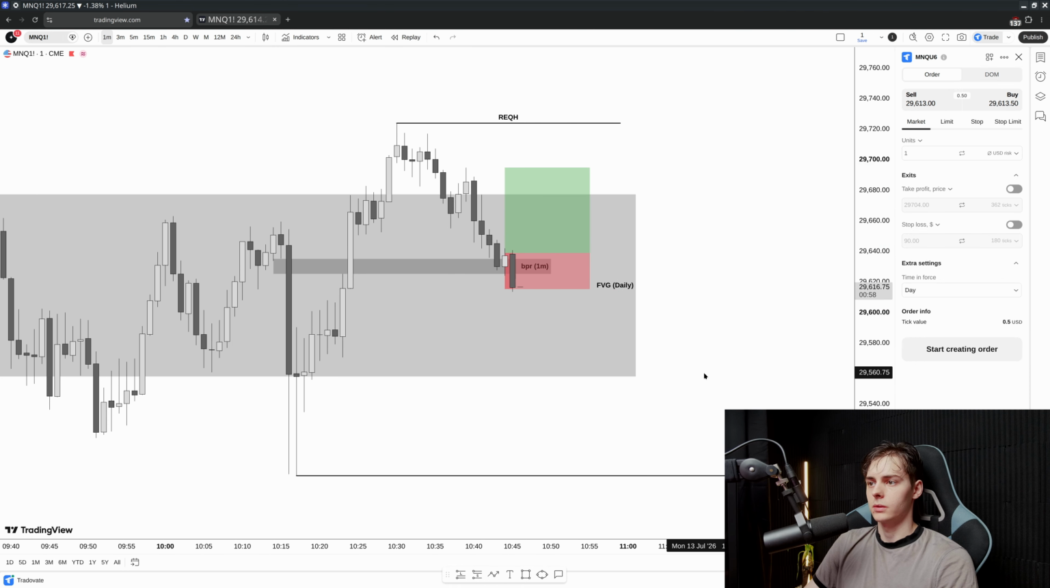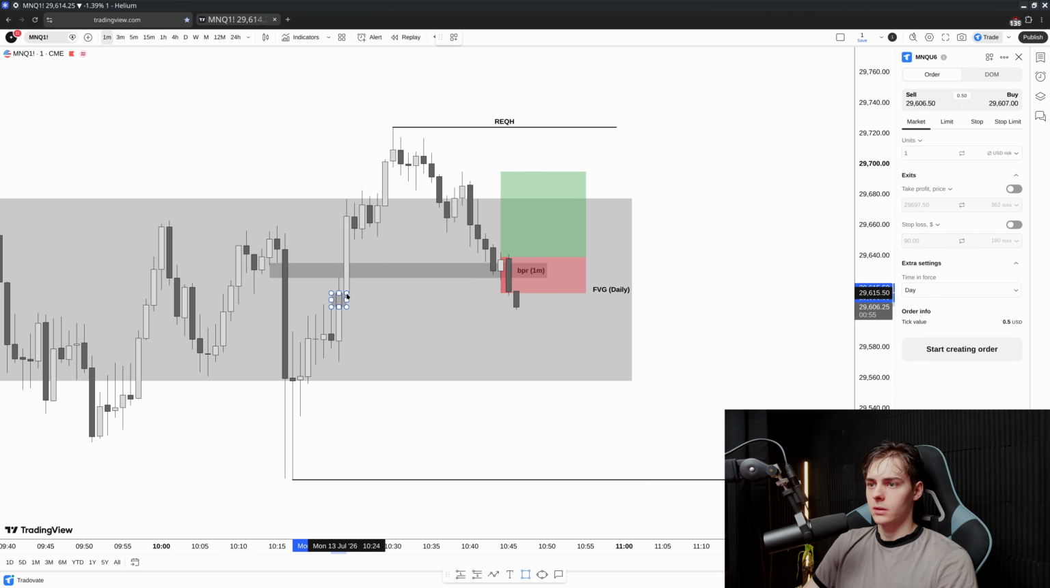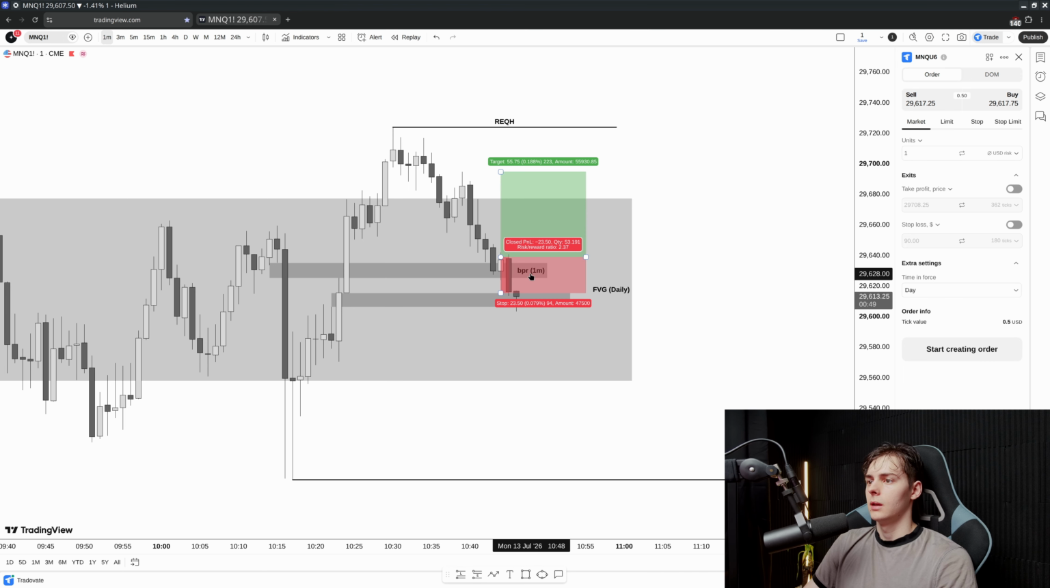Let's see if we can re-enter. Currently, we are trading into that entire FVG. This is going to be basically our second support level that we could be bouncing off from. Let's see if that is going to be happening. So that's just one loss, I guess. It is what it is.